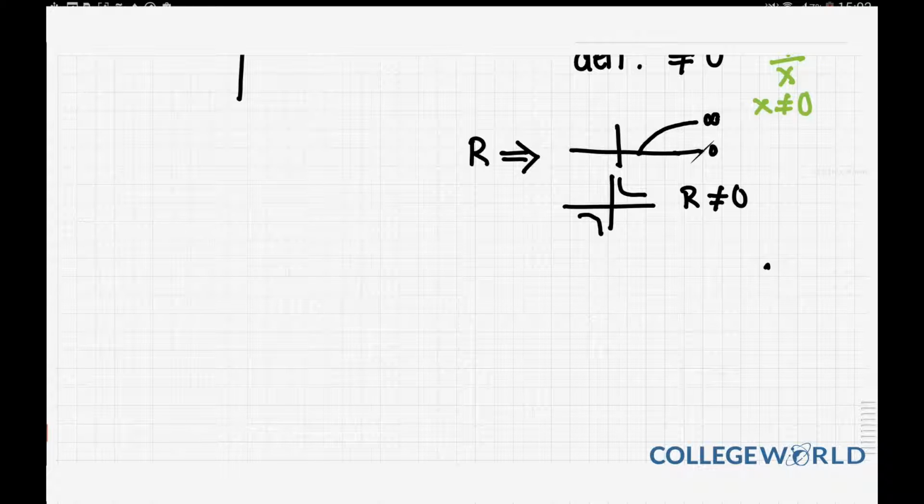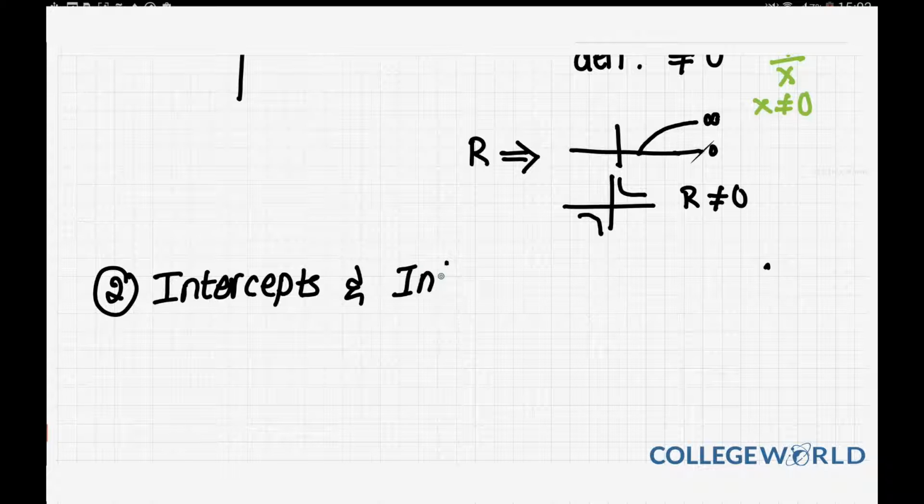Then, now that you remember what your domains and ranges are, we can move to the second point of our background information. So what is it going to be about? It's going to be about intercepts and intersections. Again, very easy, but it's very important to remember them. So what are intercepts and what are intersections?